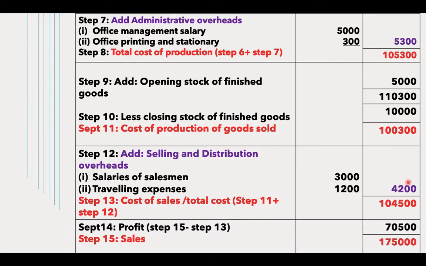And then this cost of sales or total cost has to be compared with the actual sales which is given in the problem. Actual sales is rupees 1,75,000. So if we compare these two things, if the sales is more, we will be getting the profit. Here the sales is more in this problem, so we will be getting the profit. That is step 15 minus step 13. So that is 1,75,000 minus 1,04,500. We will be getting the answer as 70,500 as the profit. So this is the solution what we have drafted. This is actually our cost sheet for this problem.